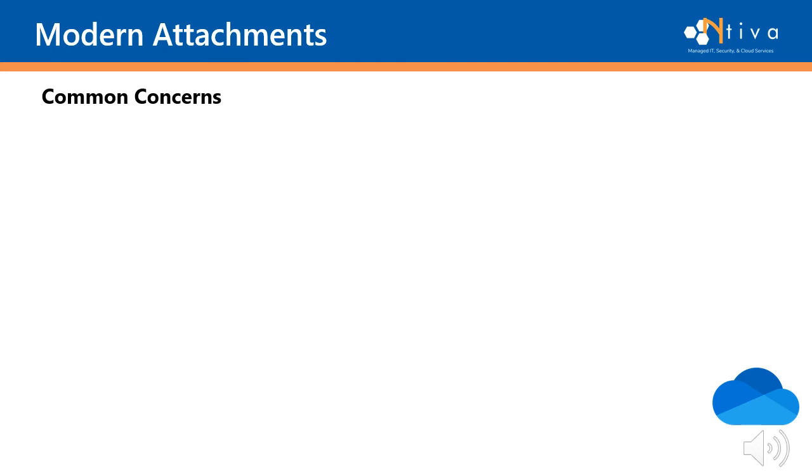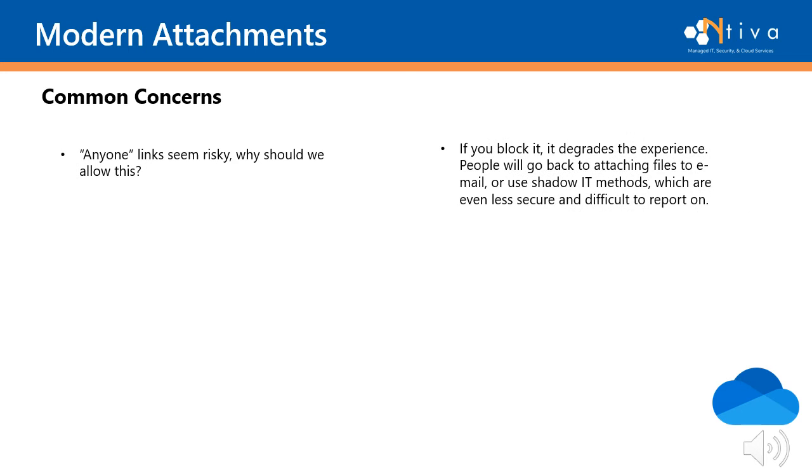Now let's review some additional concerns related to unauthenticated links. If this sounds too risky, consider what the outcome might be. If you decide to block this feature, the experience is degraded and you remove the controls I've demonstrated. Your users will likely go back to attaching files to emails or use other shadow IT methods, which are less secure and difficult to track.